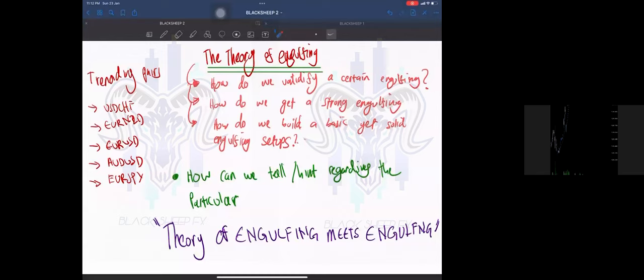So today, what are we going to achieve in this lesson is first, how do we validify a certain engulfing? Meaning, how do we validate? Is this valid or not? How do we get a strong engulfing zone? Because there are times the zone is strong and there are times the zone is weak. And how do we build a basic yet solid engulfing setups? So these are the 3 things we try to cover today. Okay?